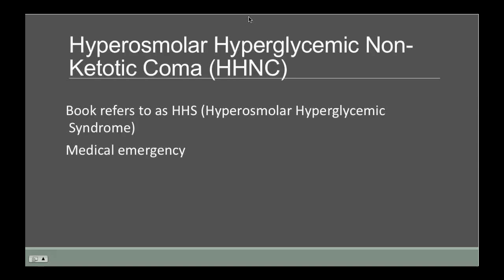Our next topic is hyperosmolar hyperglycemic non-ketotic coma, or HHNC for short. Your book refers to this as HHS. The name has just changed recently. This is also considered a medical emergency. It is less common than DKA, and it's found mostly with people that have type 2 diabetes. In this condition, the body produces enough insulin to avoid DKA, but not enough to prevent severe hyperglycemia.